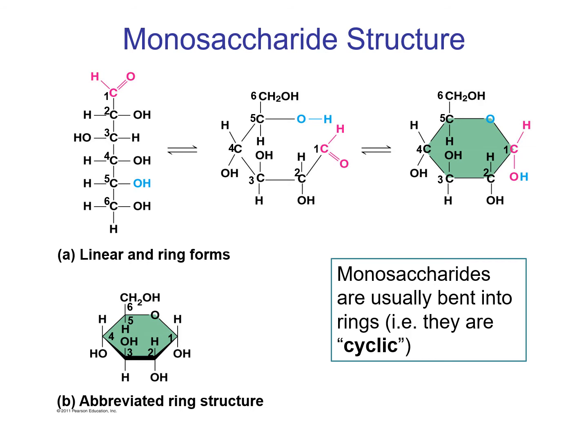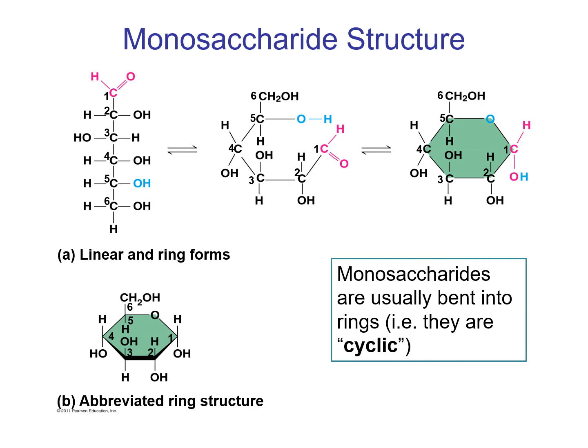Notice on the first diagram there on the left, we've got the linear form, and notice that the carbons are numbered 1, 2, 3, 4, 5, 6, starting with the carboxyl. We won't talk about that in too much detail, but if you're wondering when you see these diagrams what the numbers mean, that's what they mean. So generally, monosaccharides are bent into a ring, and we call that a cyclic form.